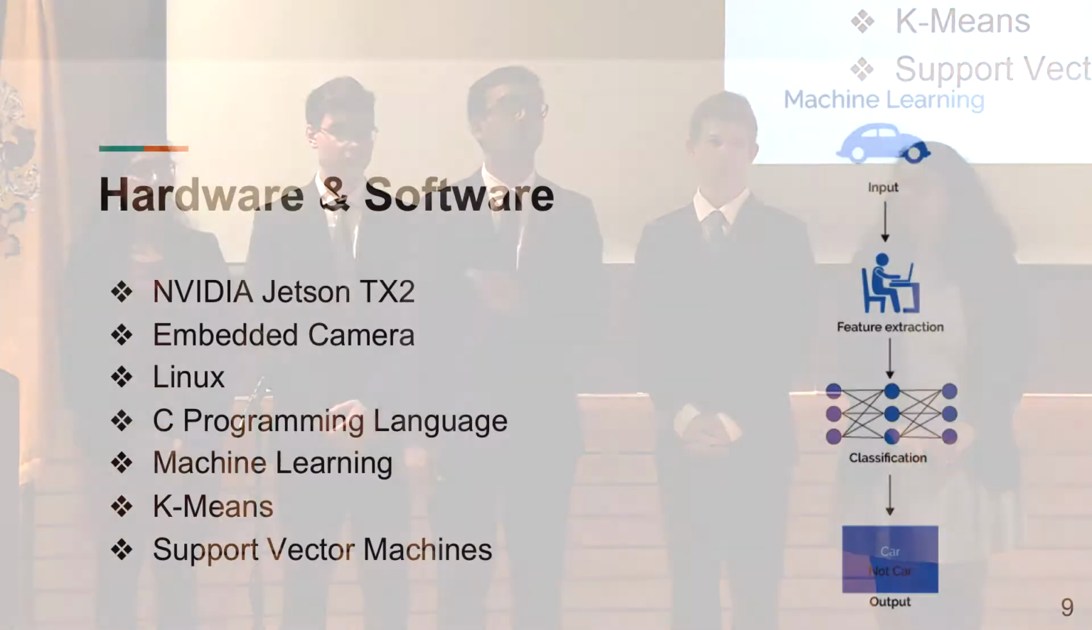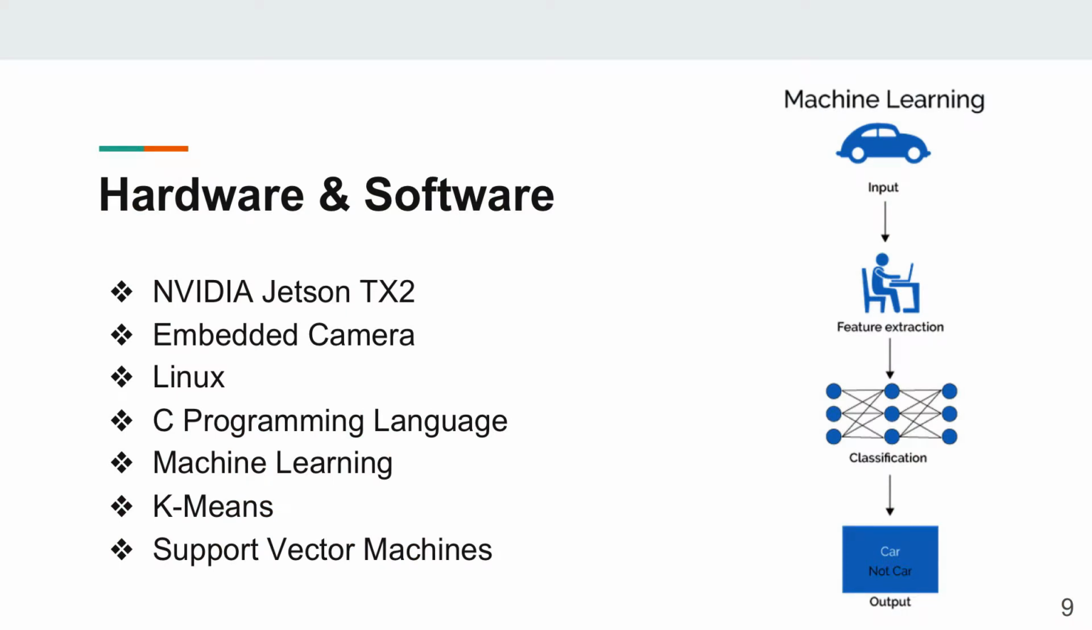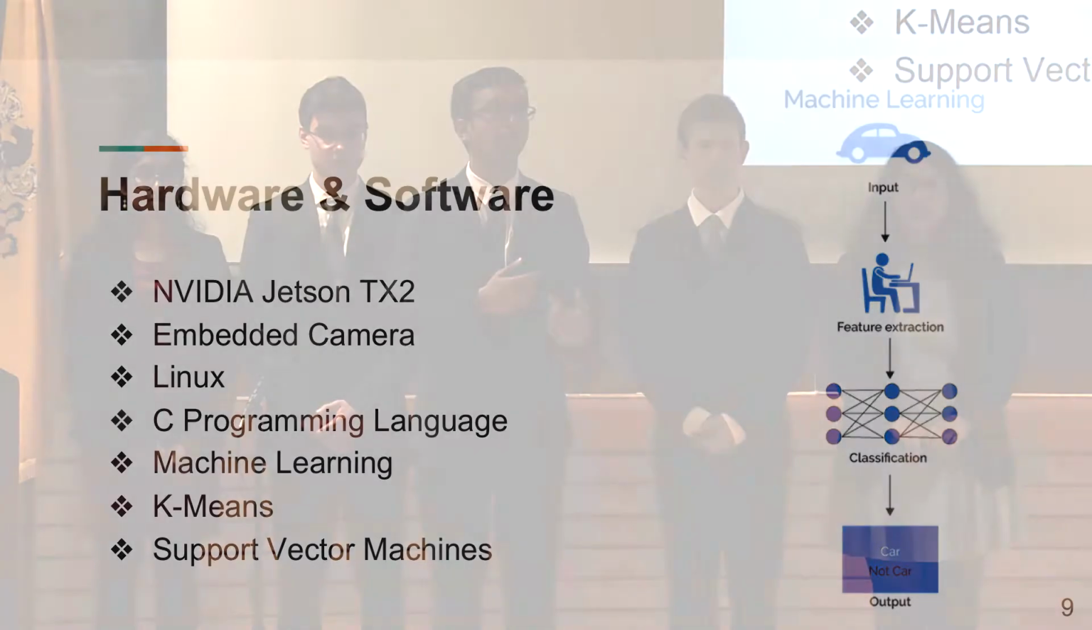Now, in order to turn our idea into an actual solution, we used a variety of hardware and software components. Specifically, we worked with the NVIDIA Jetson TX2, which is a very small but very powerful embedded system, and it included many of the capabilities we were looking for. It also came with an embedded camera, which is what we use to record the vast majority of our data. Additionally, it comes pre-installed with Linux, which is a free open source operating system, and it allows for a lot more flexibility with coding compared to other options.